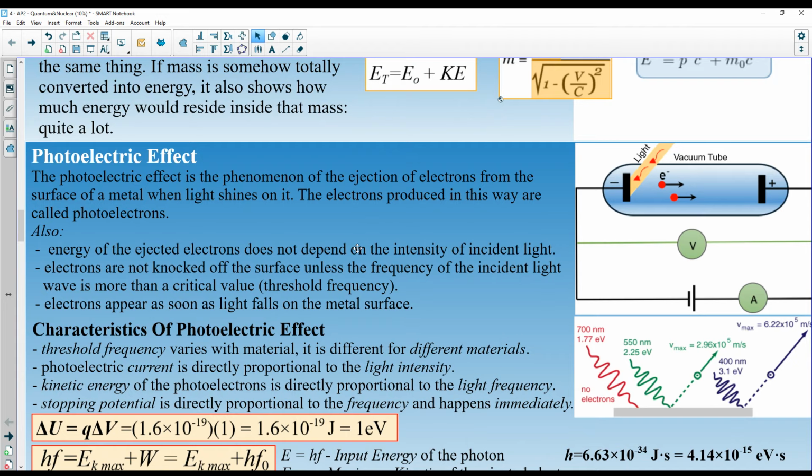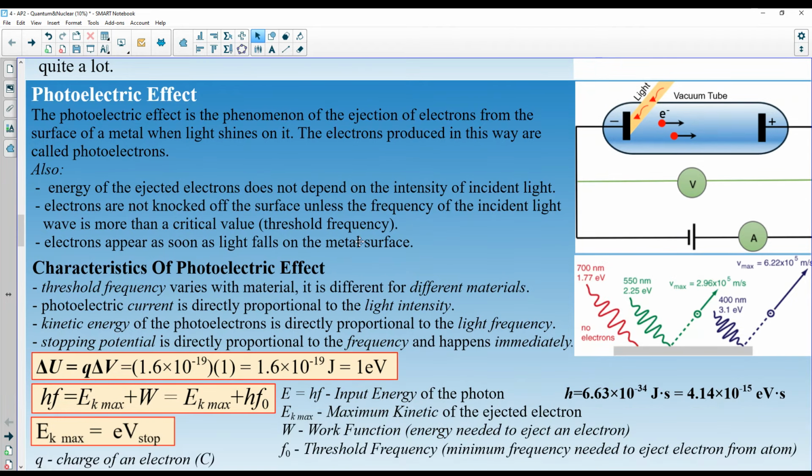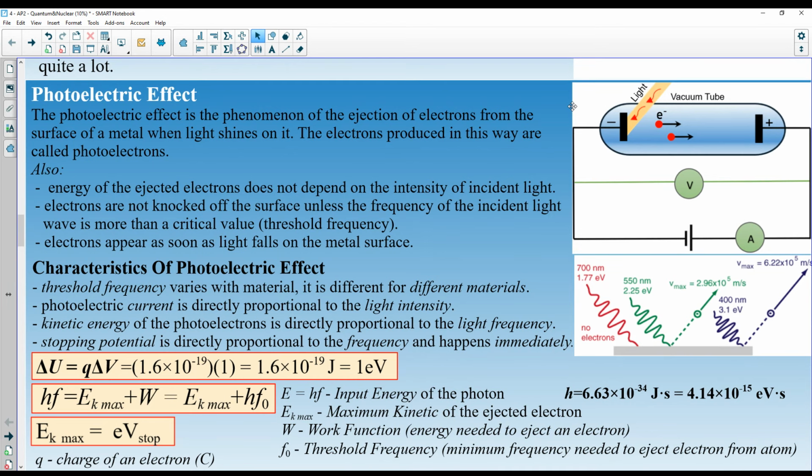Now, the photoelectric effect. They noticed that when light shines on the surface of certain metals, it will emit electrons. If you have this device, the way it looks right here, you have a vacuum tube, the light is shining on the cathode and emits the electrons. Then if you apply a potential difference, if the electrons have enough energy left after they've been emitted, they can reach the other side, and here comes the current.